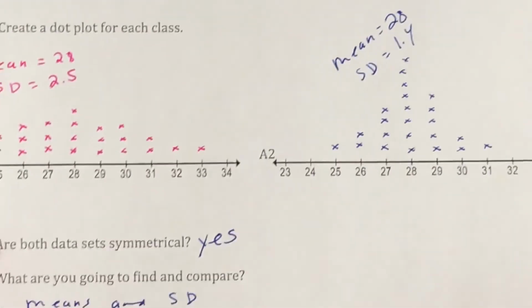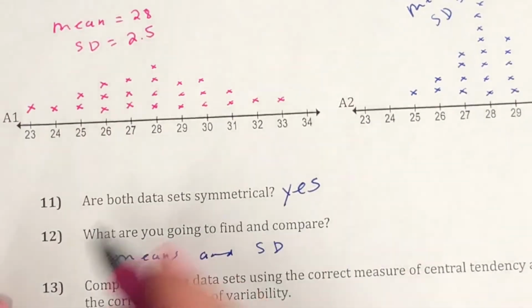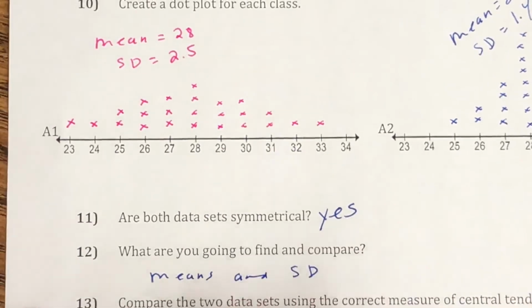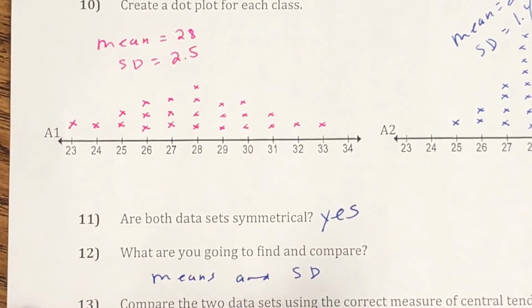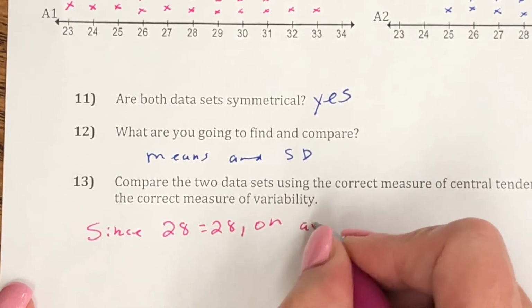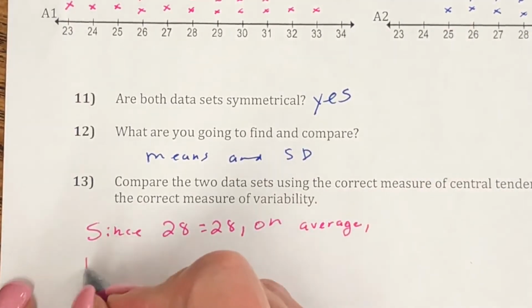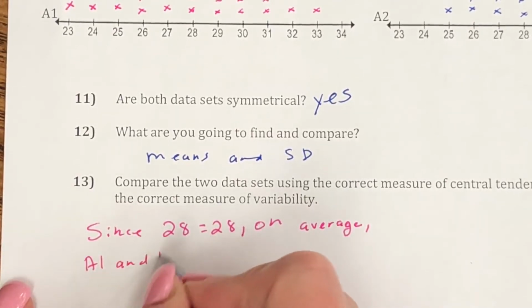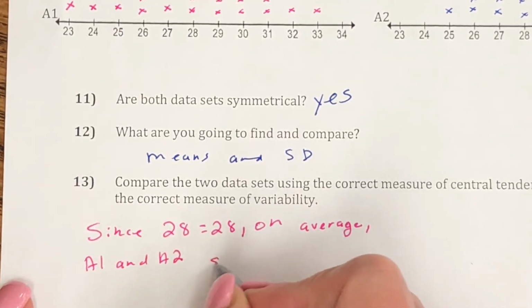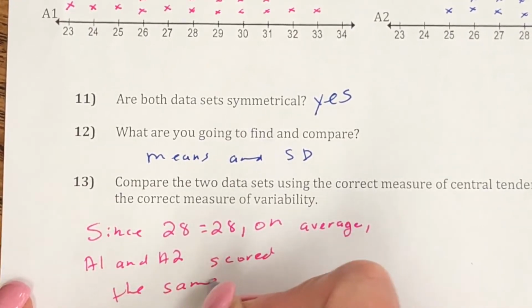Okay, so now we want to compare those. So if I'm looking at the means, since 28 equals 28, on average, A1 and A2 scored the same.